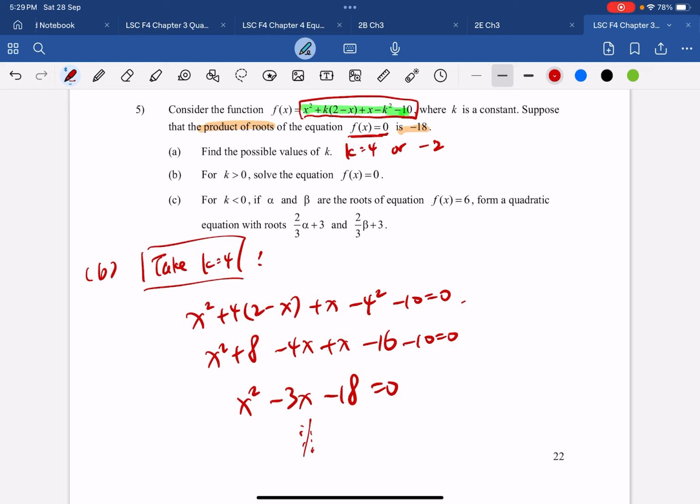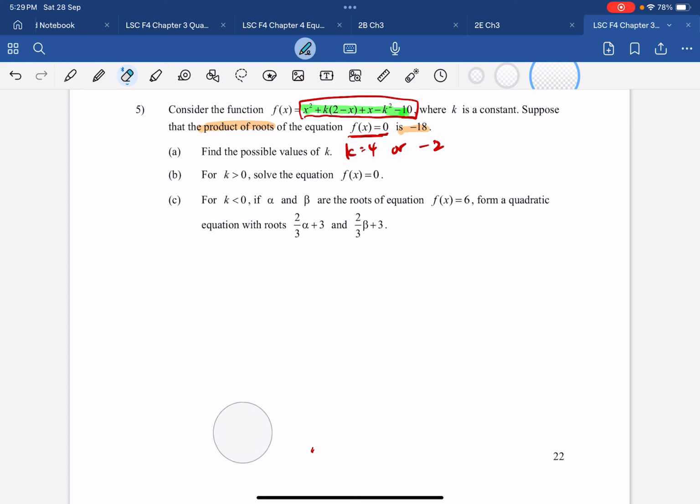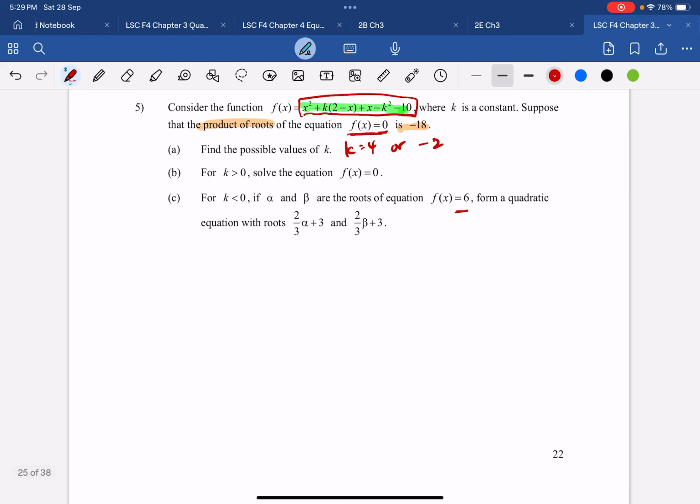So let's see part C. For k more than 0, if alpha and beta are the roots of the equation f(x) equals 6, okay? So form a quadratic equation with roots 2 over 3 alpha plus 3 and 2 over 3 beta plus 3. So this is something like example 5, right? They give you the roots, you need to work backwards to form the equation.